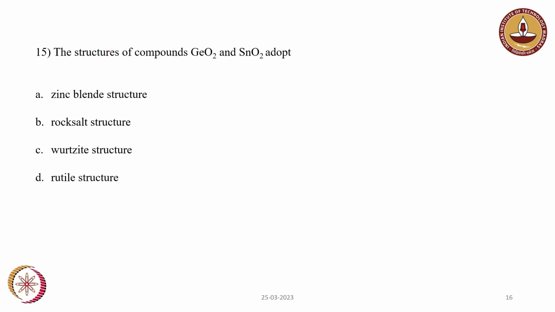Next question is the structure of compounds GeO2 and SnO2 adopt. Option A zinc blende structure. Option B is rock salt structure. Option C is wurtzite structure. And option D is rutile structure.